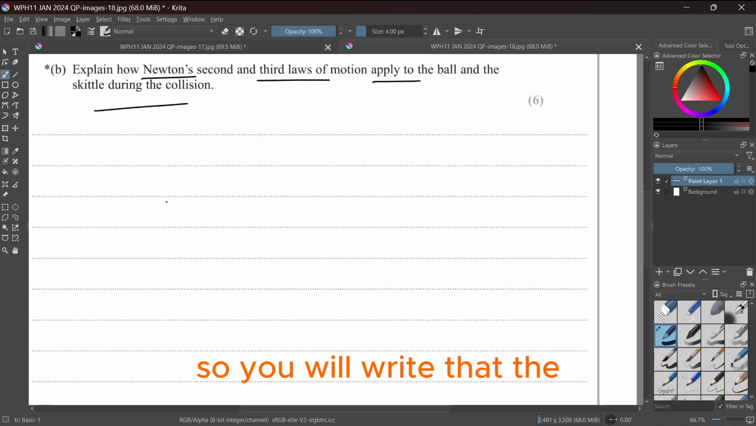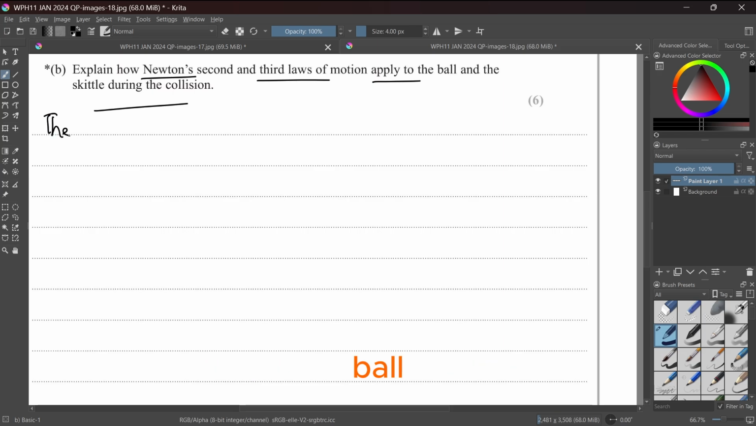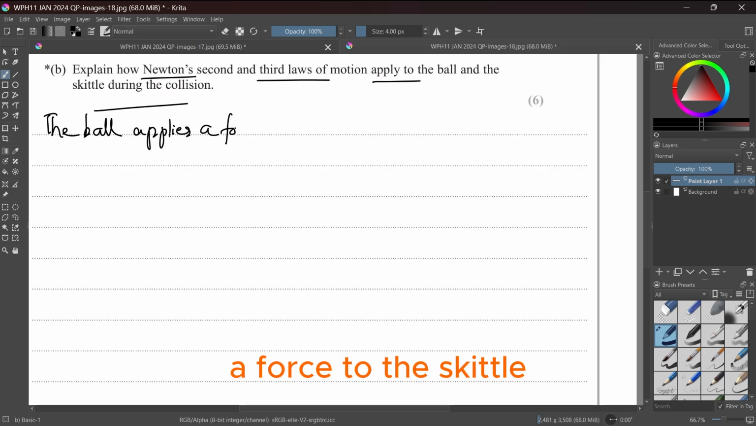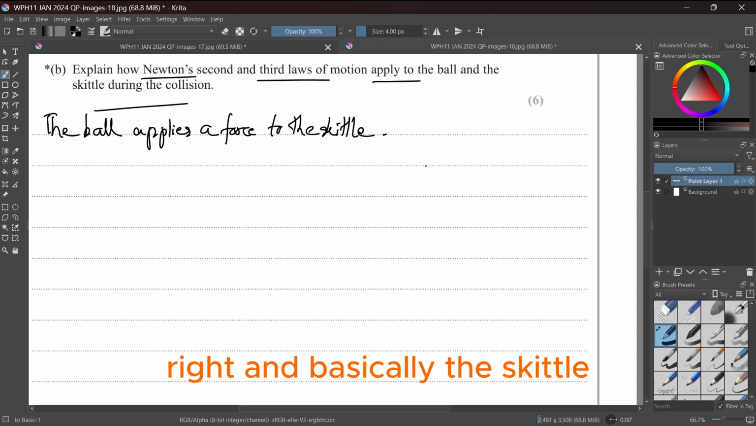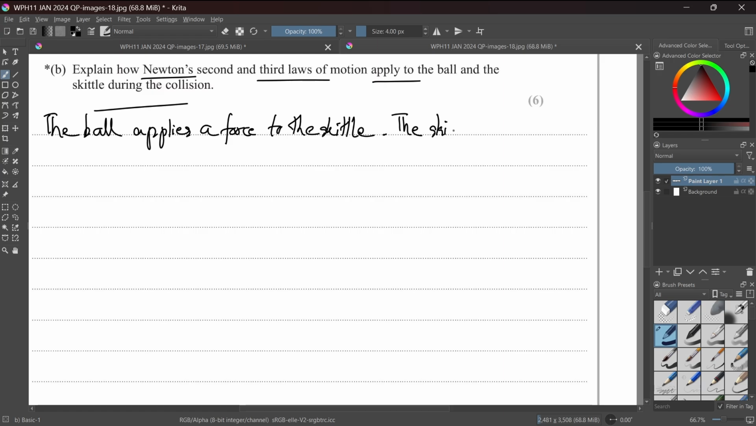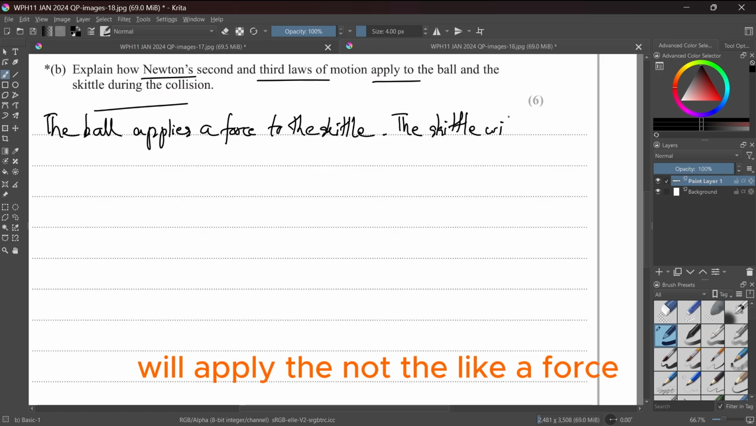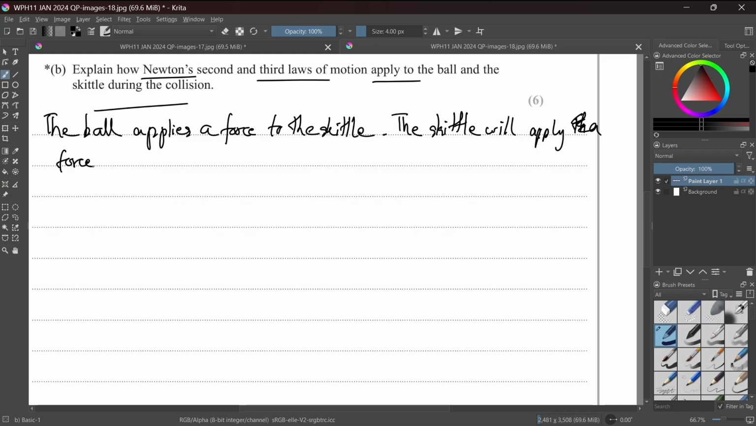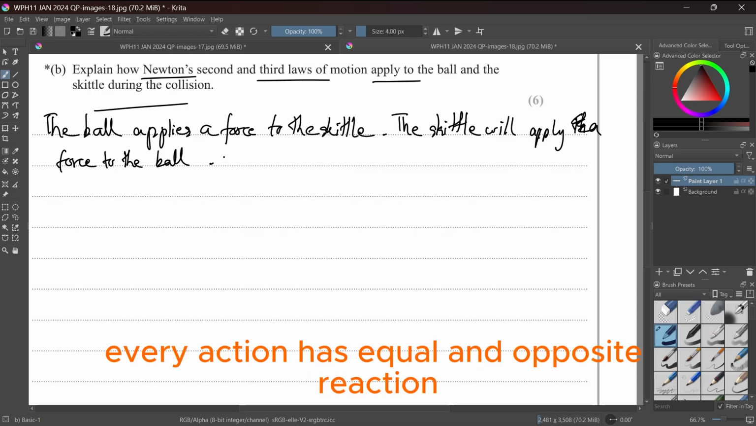So you will write that the ball applies a force to the skittle, and basically the skittle will apply a force to the ball. Same thing, Newton's third law. Every action has an equal and opposite reaction.